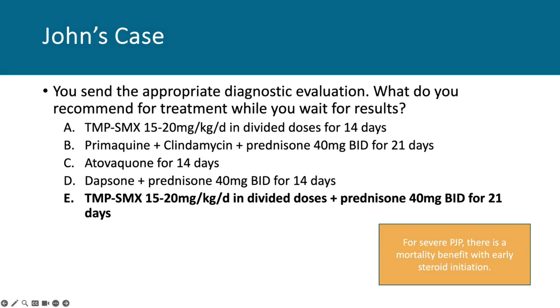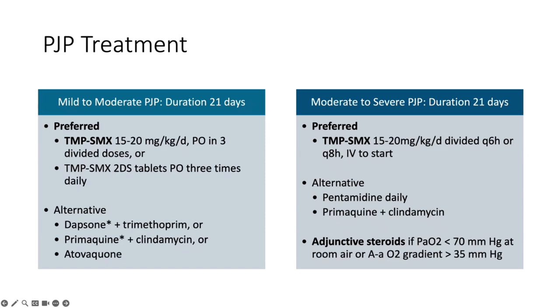In the case of severe PJP, there is a mortality benefit with early steroids, and we'll look at that curve in a second. If you have mild to moderate PJP, you can treat with Bactrim IV or PO. We always treat PJP for 21 days, regardless of severity. For moderate to severe, so in this patient who's hypoxic, IV Bactrim is recommended to start. Your alternatives are primaquine plus clinda, and pentamidine. Note that atovaquone is not an alternative for severe PJP. That came up on some questions I saw.